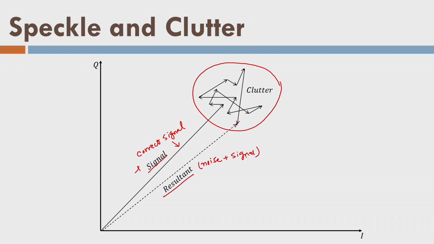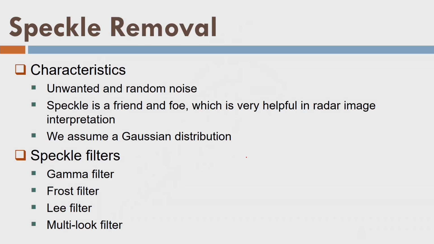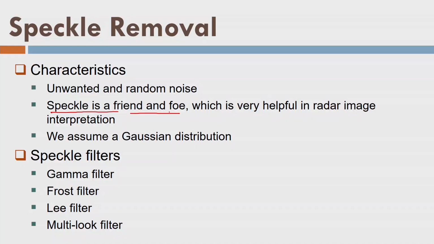So, I hope that you are clear with what is speckle. What are the characteristics of the speckle? It is an unwanted random noise, and speckle is friend as well as foe, because it is sometimes a useful quantity in terms of image interpretation, and sometimes it is not desired. So, there is a compromise between the two aspects. In order to remove the speckle, we assume that over a pixel, the distribution of the energy or the power is Gaussian, and using that we have gamma filters, Frost filters, Lee filters, and multi-look filters. Here we are considering the multi-look filter in this lecture.